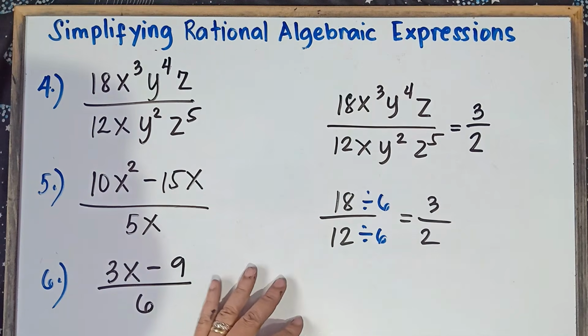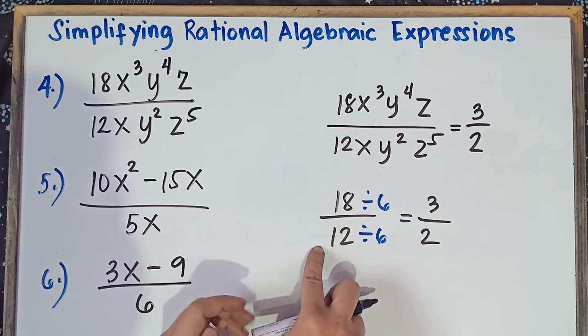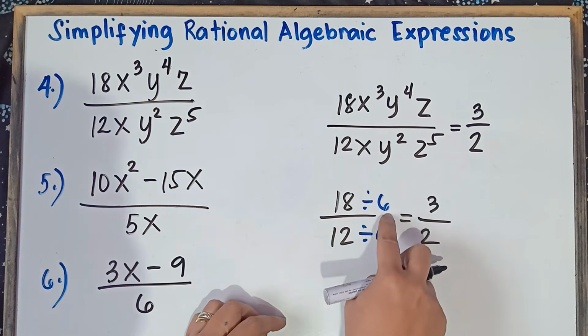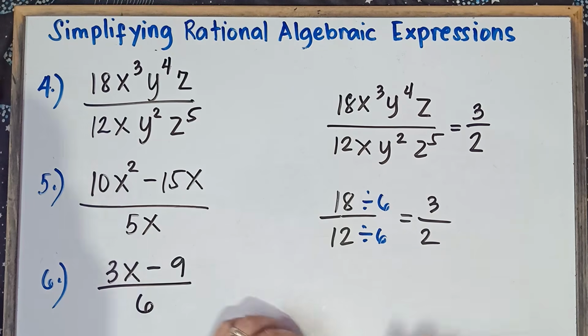Once again, class, you can never divide 18 by 12. You will get a decimal answer. Instead, class, you need to reduce. Find the greatest common factor, and that would be 6. 18 divided by 6 is 3. 12 divided by 6, that would be 2.